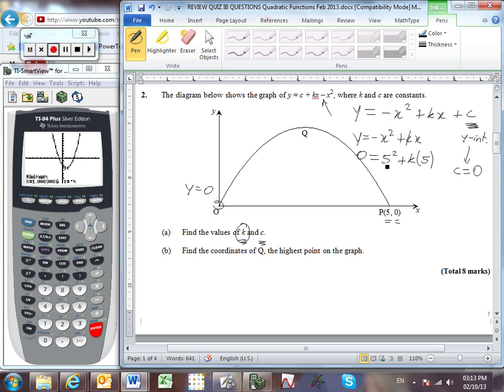The 5 squared becomes a 25. If I move it to the left, it becomes a negative 25. K times 5 is, of course, 5 times k. Let's divide both sides by 5, and we'll find then that k is equal to negative 5.